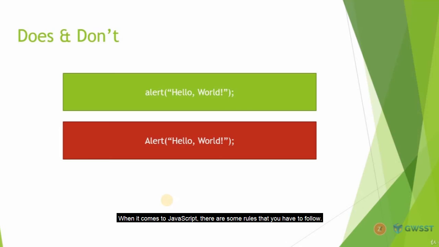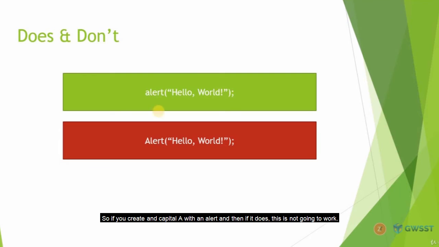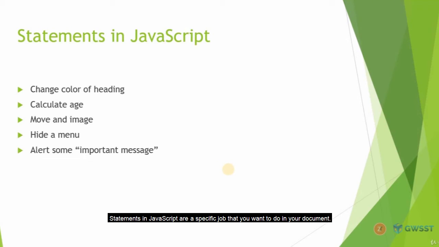When it comes to JavaScript, there are some rules that we have to follow. There are some do's and don'ts. For example, here you can see in the first one that we have created a simple alert message. This is what we have created in our file. It simply says alert and then we have a hello world. Now what you should know is that JavaScript is case sensitive. So if you write alert with a capital A, this is not going to work.